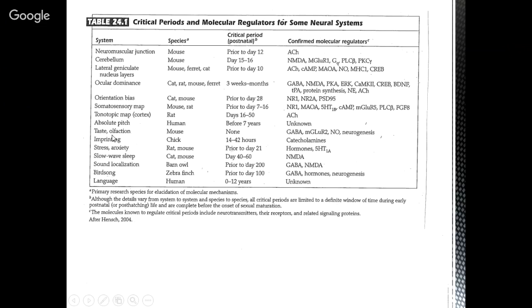As an example, for the taste and olfaction of a mouse, there's actually no critical period, but if the rat is any indication, then there are certainly some critical exposures involved. For instance, a rat will remember certain odorants from mom and will be selective with those later in life with mating behavior. There are other examples here. The human example is absolute pitch. Apparently, somebody has determined that it happens before 7 years.